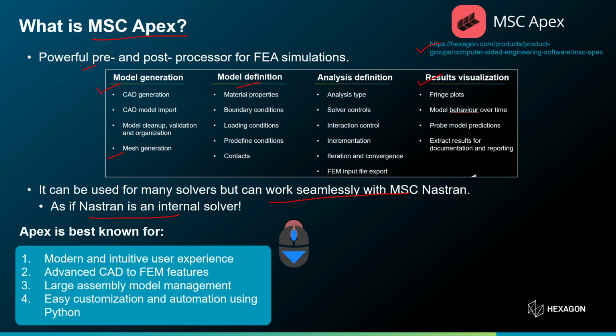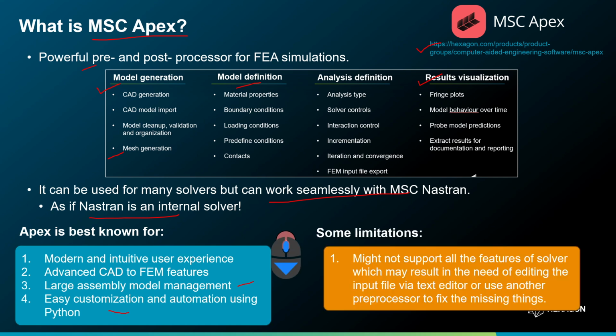We can say Apex is best known for its modern and intuitive user experience, along with some of the advanced CAD to FEM features. It is also known for large assembly model management and easy customization and automation using Python scripting. It does have some limitations as well, and the main limitation being it might not support all the features of the solver, and because of that you might need to edit the input file via a text editor or use another preprocessor to fix some missing things. This is true mostly for other solvers, but with MSC Nastran, Apex works really well.